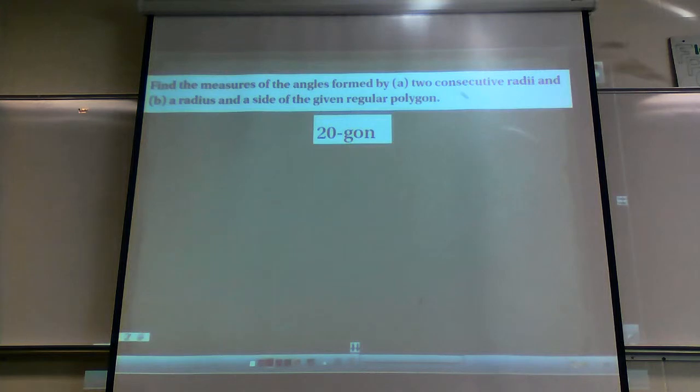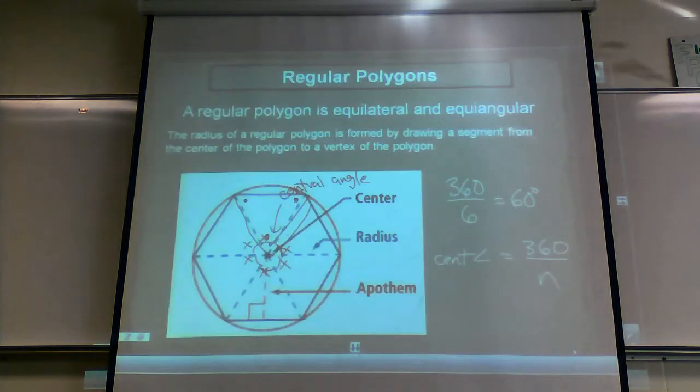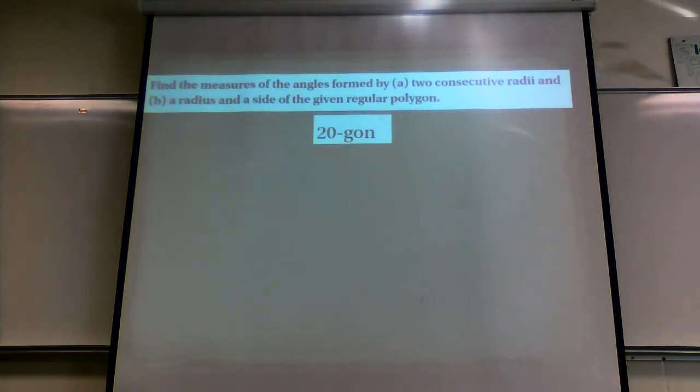Here's the thing, 2 consecutive radii. If I was looking back at that last problem, guys, 2 consecutive radii would be like there and there. These two come together and create the central angle. So when you see a problem like this, and it says find the measures of the angles formed by 2 consecutive radii, they're asking you to find the central angle. Okay, that's what it's asking. It's just a different way to word it. So 2 consecutive radii will create the central angle.